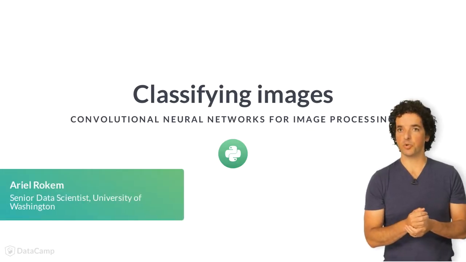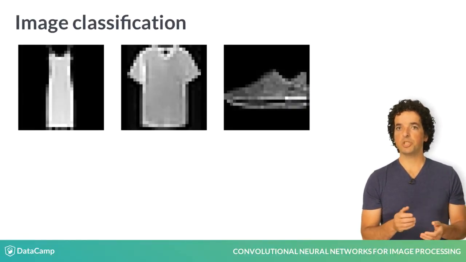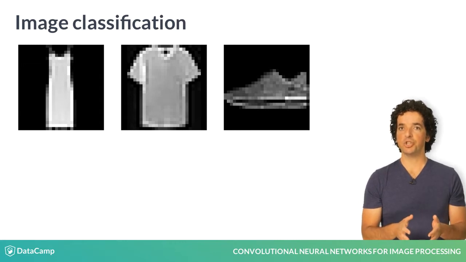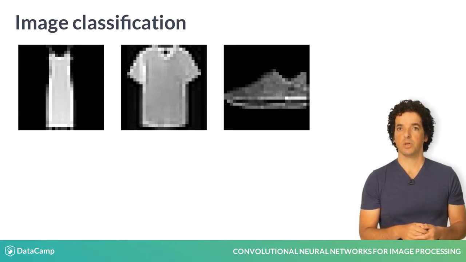Next, let's consider what to do in order to classify images. We have images of 3 different classes: dresses, t-shirts, and shoes. We'd like to build an algorithm that can distinguish between these classes. In machine learning, this is called a classification task.